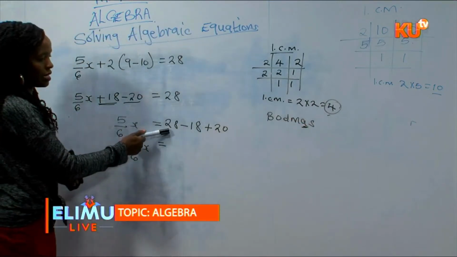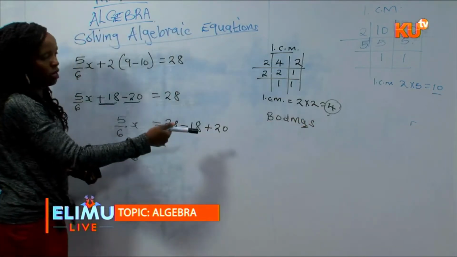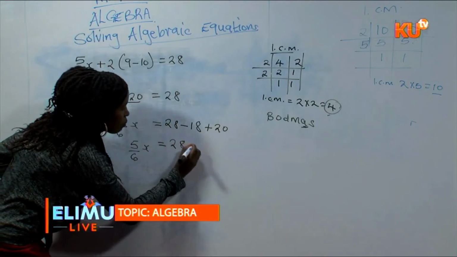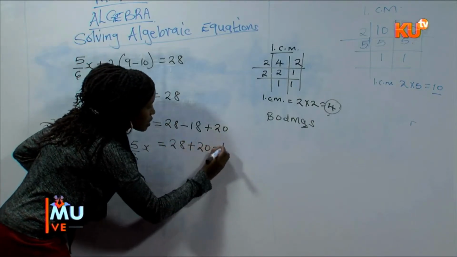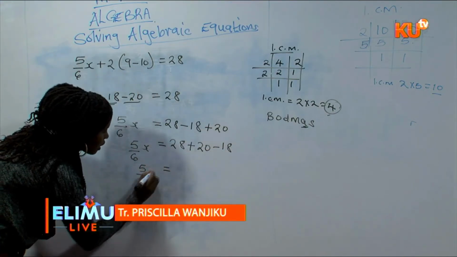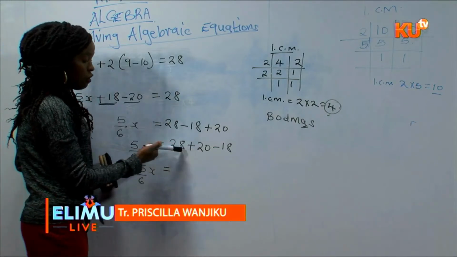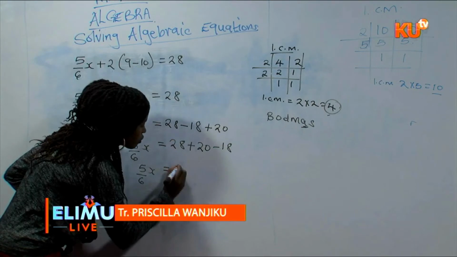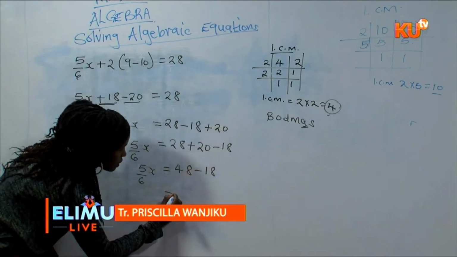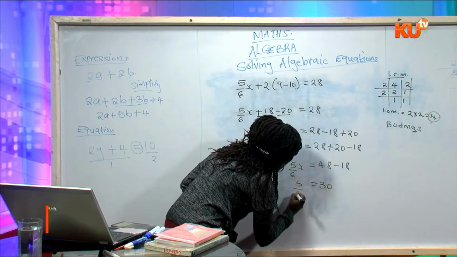So you're going to arrange this one again according to BODMAS, because addition should come first, before subtraction. So we are going to have 28 plus 20 minus 18. We remain with 5 over 6 x, it is not changing. We add 28 plus 20, we get 48. Then 48, we subtract 18. We are going to get 30, and this is 5 over 6x.